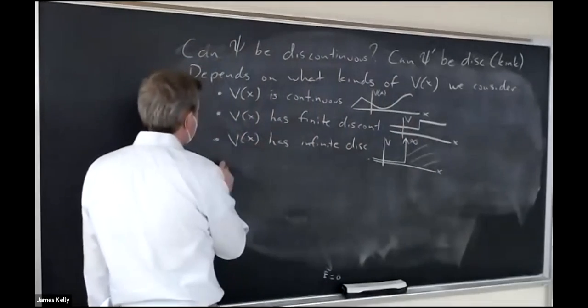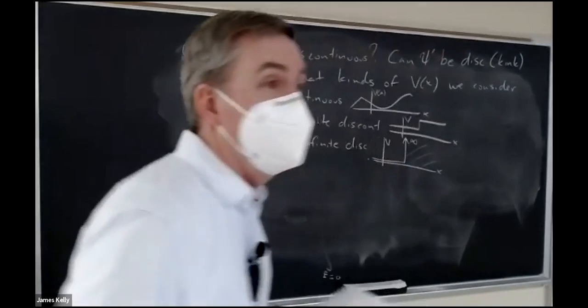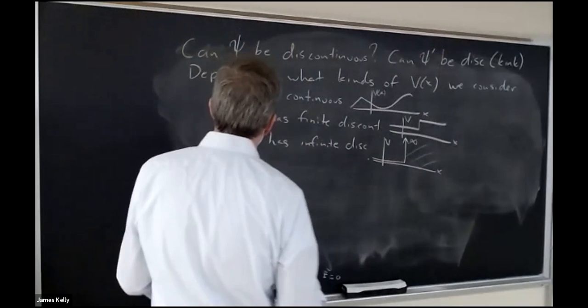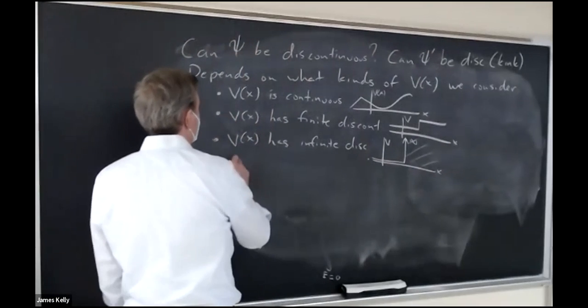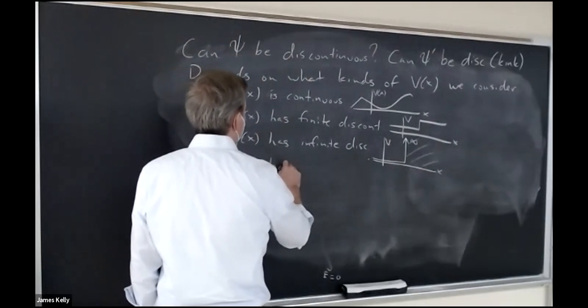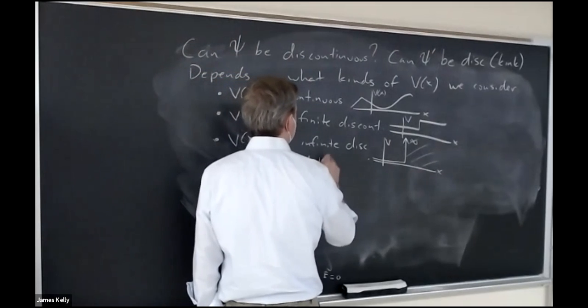And the fourth case, which probably isn't highly motivated now, but it's going to help us illustrate some interesting kinds of spectra that otherwise are hard to get at, is if we allow V of x to have delta functions, Dirac delta functions.